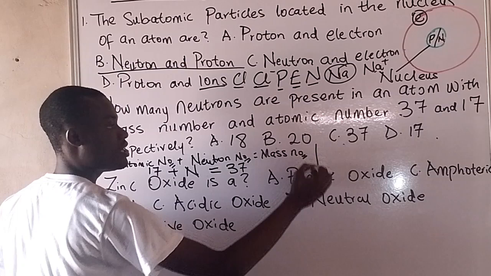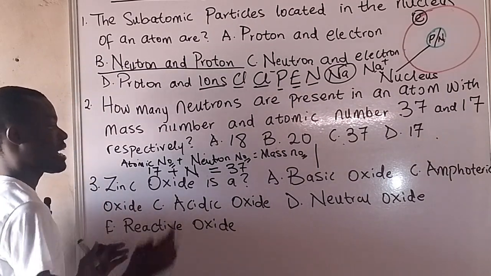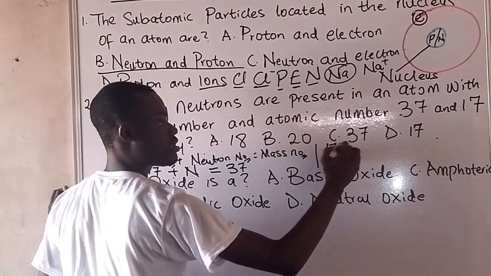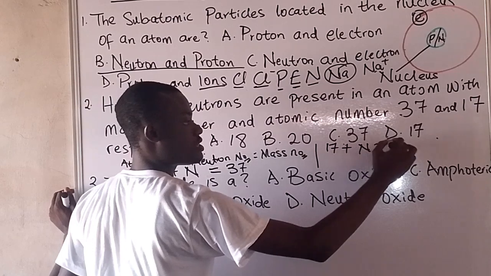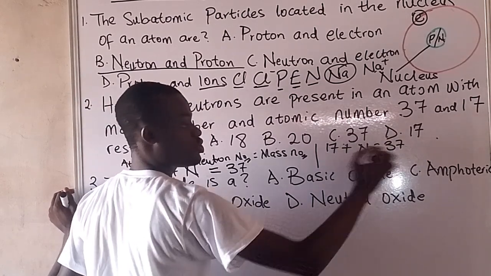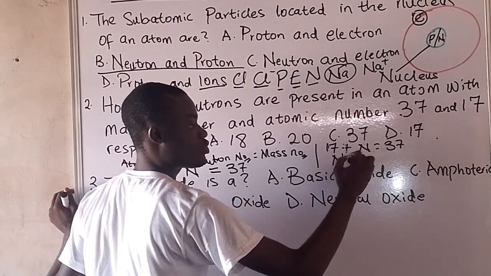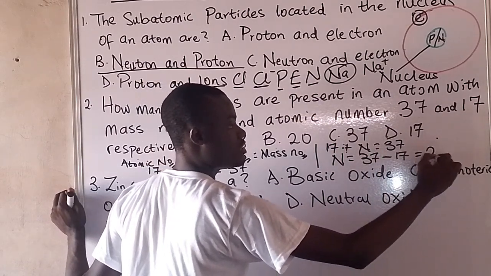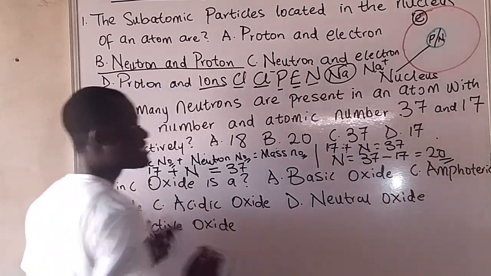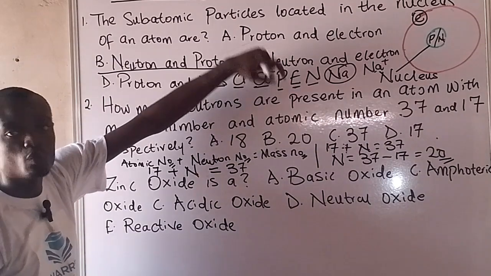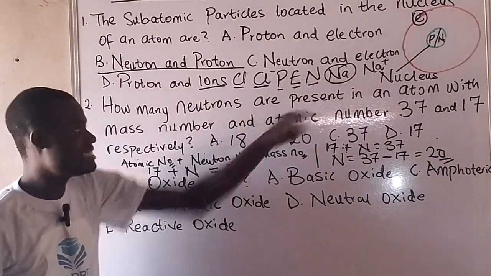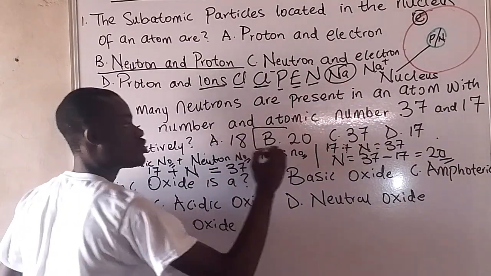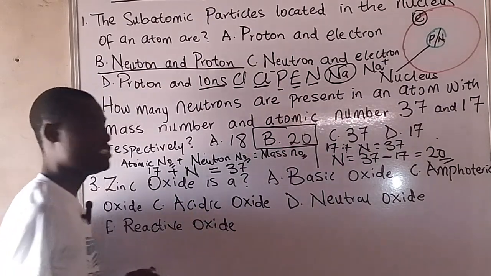So you simply collect like terms. We have 17 plus n is equal to 37. When we take 17 to this other side, we have that n is equal to 37 minus 17, and that will give us 20. So it means that in this atom, there are 20 neutrons present. So the answer to this question is option B, 20 neutrons.